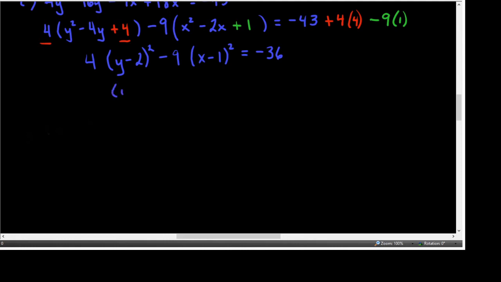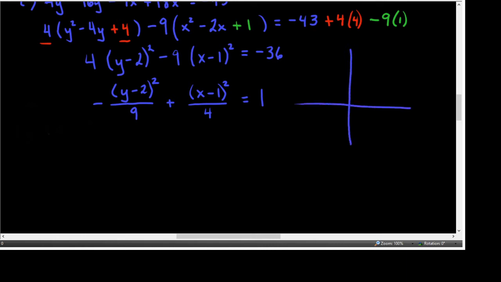So I'm going to divide both sides by negative 36 to turn that into an equals 1. And 4 goes into negative 36 negative 9 times. And then dividing the second thing by negative 36, it leaves positive 4, equals 1. So this is a hyperbola. I should probably write that answer before I forget.